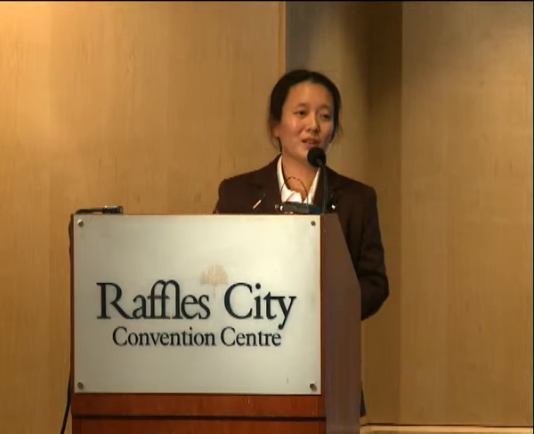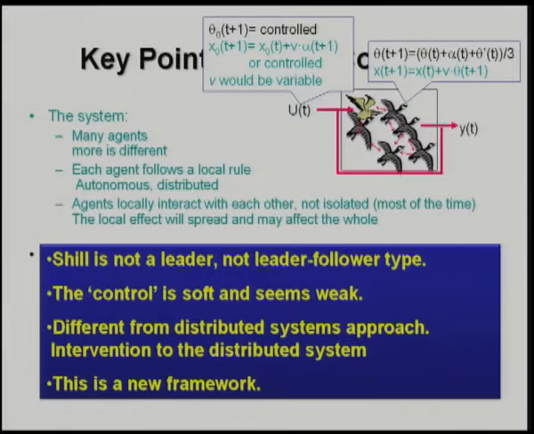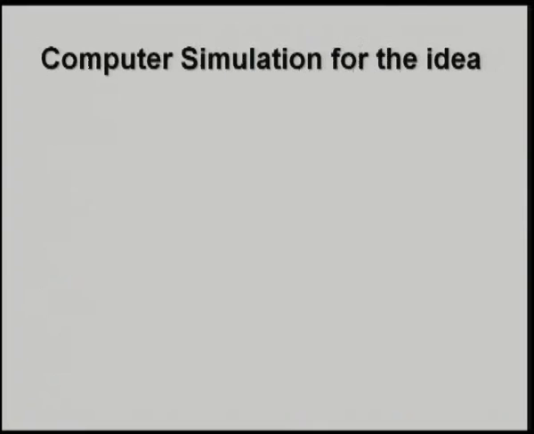So the shill is not a leader, because it is not specially treated by the normal agents. So this is not a leader-follower type. And here the control is soft and it seems weak. This approach is different from the distributed system approach, and it's a kind of intervention in the distributed system, and it's a new framework.